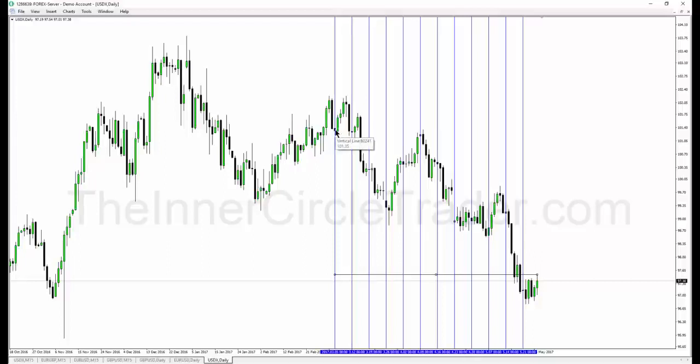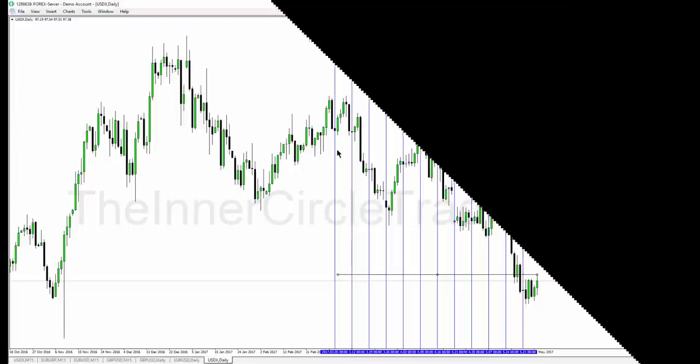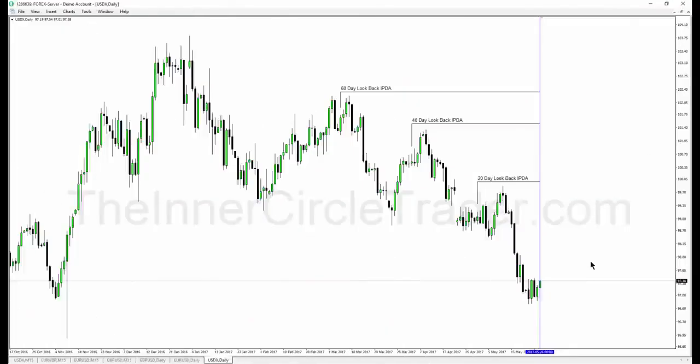This is that Sunday. Okay, so we have to go one more day forward right there. Okay, so it's 60 trading days back. Now that we have that, that's our longest look back period for the IPDA data range, or 60 trading days in the past. Okay, so using that theory, removing the Sundays, we have our 60-day look back for the IPDA data range, the 40-day look back, and the last 20 days for the IPDA look back.